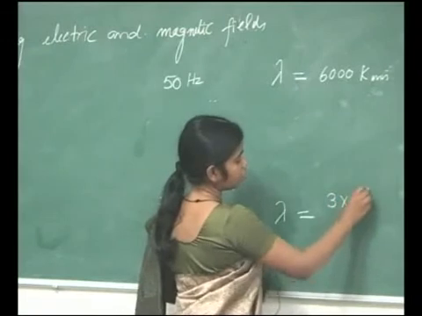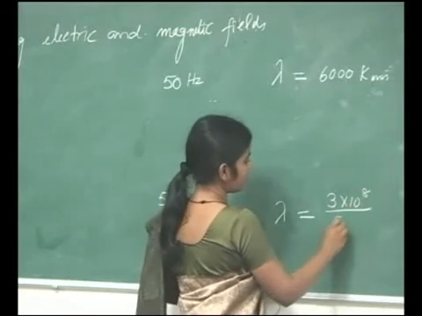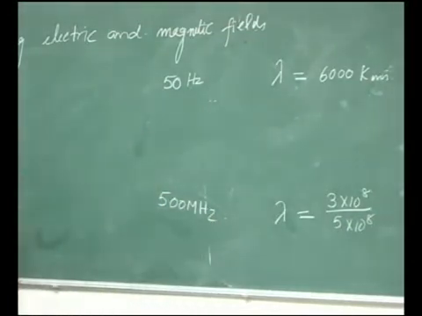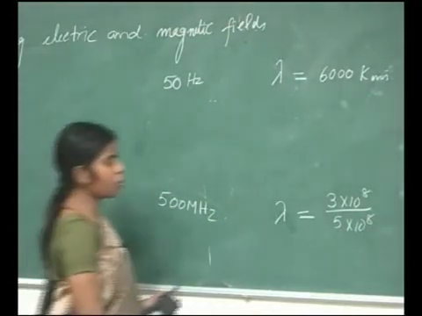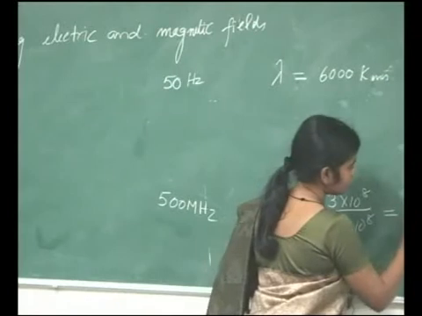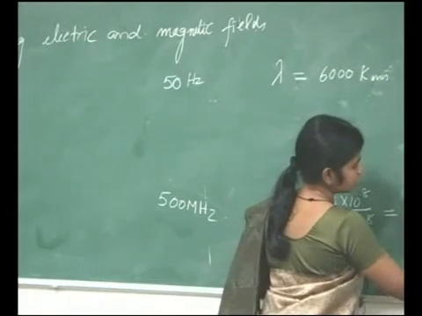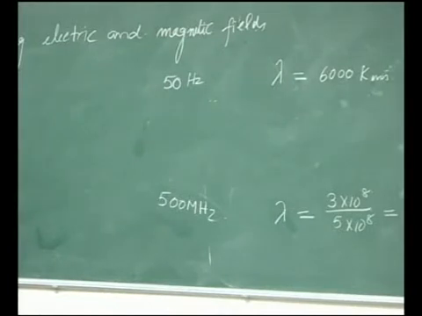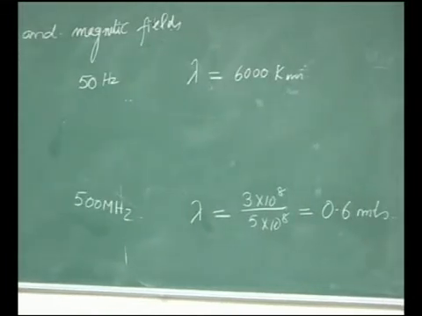3 into 10 to the power 8 divided by 5 into 10 to the power 8, isn't it? So this is 0.6 meters. So am I really concerned about this vast difference in the wavelength? How am I bothered what the wavelength is? As long as I get the frequency, I am happy.